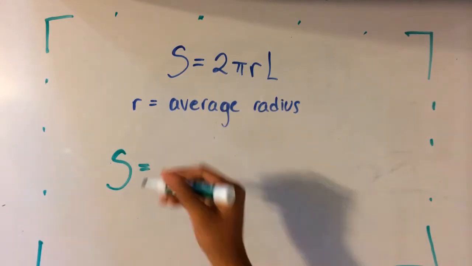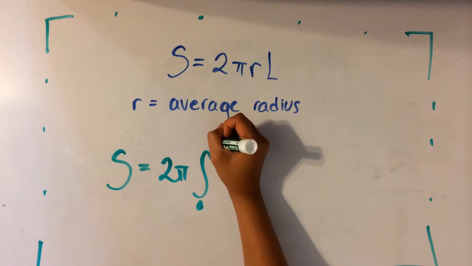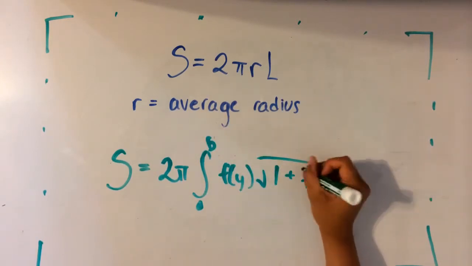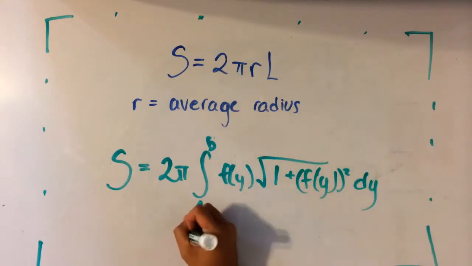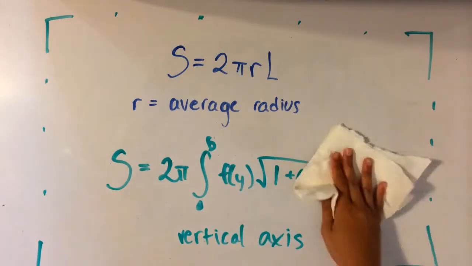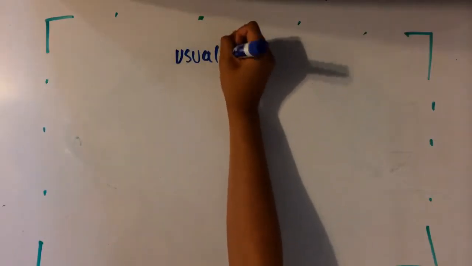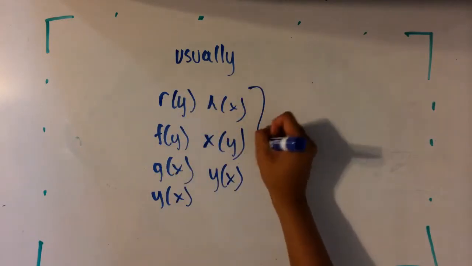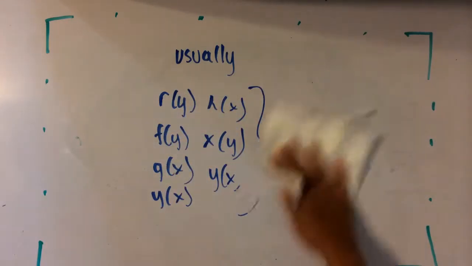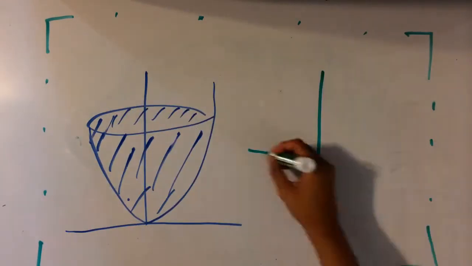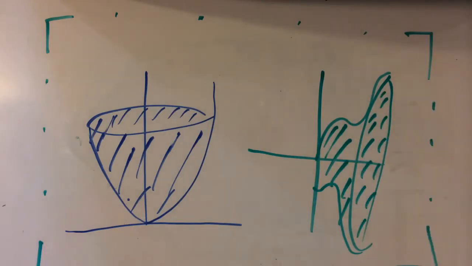However, if you have a vertical axis of revolution, it's basically the same thing. The formula is 2 pi times the integral from a to b of f of y times the square root of 1 plus f prime of y squared dy. The key difference between surface area and arc length is that the function is included and it must go inside of the integral in order for this to work. Now we can find both the volume and the surface area of graphs like these.